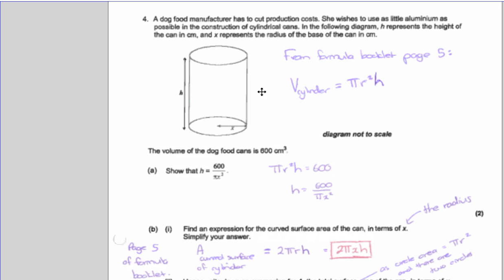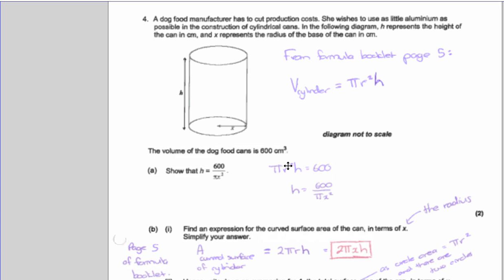So from the formula book, remember the volume of the cylinder. If you look in your formula booklet, volume of a cylinder is pi r squared h, because it's the area of the circle at the top multiplied by the height. The volume of the dog food can is 600 centimeters cubed. So show that if you rearrange this, you get that. So let's go pi r squared h equals 600. And to get h by itself, we need to divide off the pi r squared.